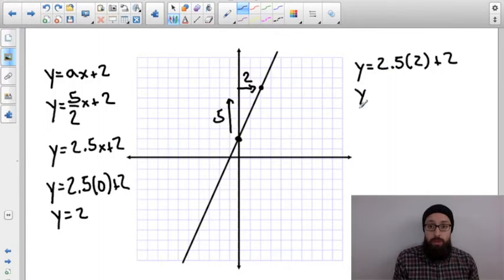Well, 2.5 times 2 is 5. 5 plus 2 is 7. So when x is 2, y should be equal to 1, 2, 3, 4, 5, 6, 7. So we've checked our rule and we know that it works.